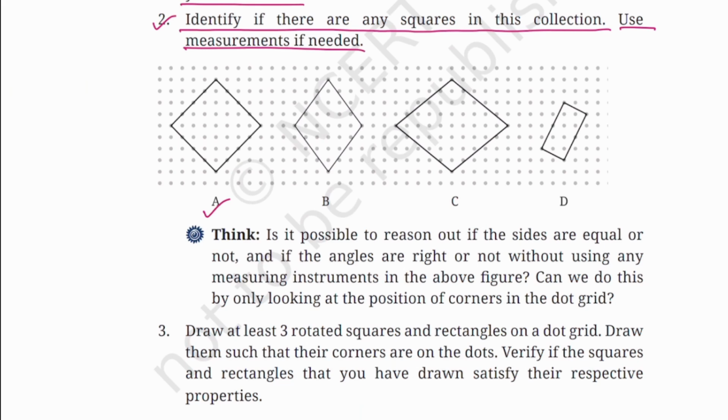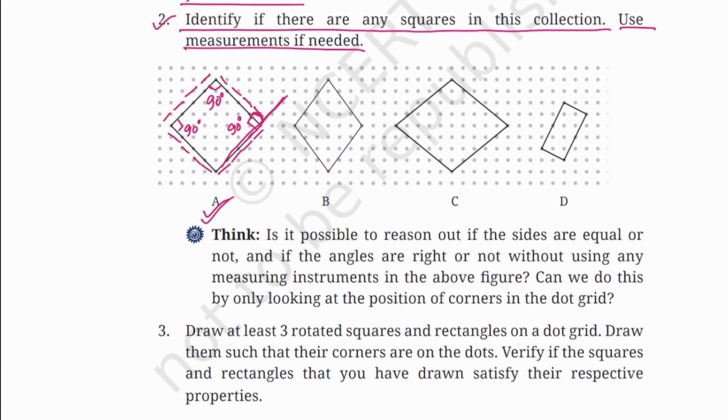Figure A: 1 unit, 2 unit, 3 unit, 4 unit. One side length is 4 units. Similarly, 1, 2, 3, 4. 4 units this side, and 4 units this side. And the corner angle is half of a straight angle. You can see it here. That means the corners are right angles, or 90 degrees each. So figure A will be a square.